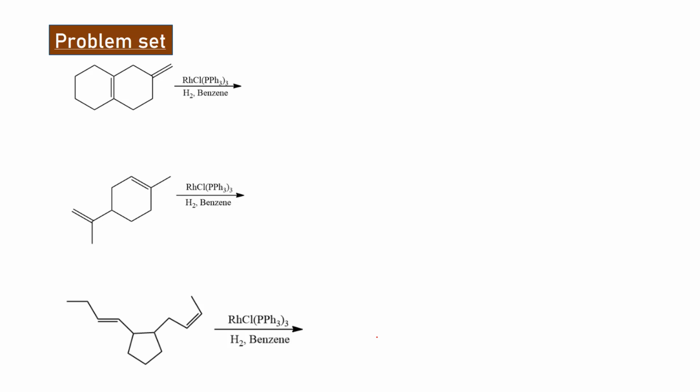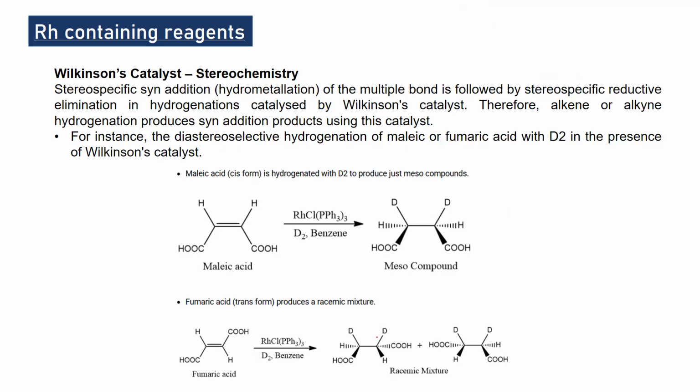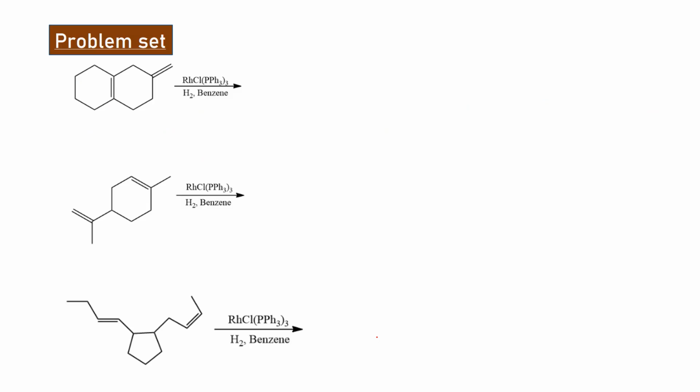Let's go to solving some problems. So from here, I have already discussed Wilkinson catalyst usually reacts with the alkene which is less sterically hindered, and there is always a syn addition. Based on that, there are some problems. So let's solve one by one. I will solve the first one for you, then I'll give you 1 minute to try the others.